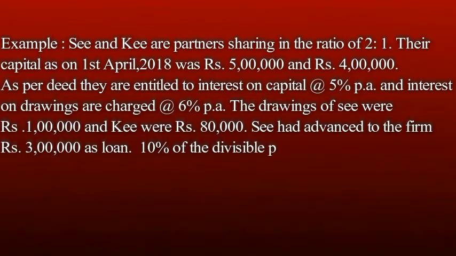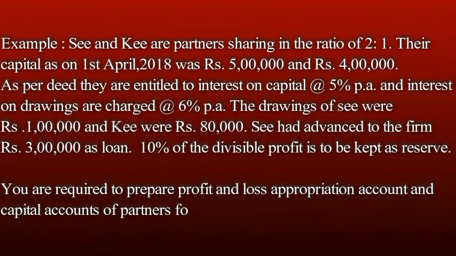C and Key are partners sharing profits and losses in the ratio of 2:1. On 1st April 2018, their capitals were 5 lakh and 4 lakh. As per the deed, partners are entitled to 5% interest on capital per annum, and interest on drawings is charged at the rate of 6% per annum. The drawings of C were rupees 1 lakh and Key's were rupees 80,000. C had advanced to the firm rupees 3 lakh as a loan. 10% of the divisible profit is to be kept as a reserve.